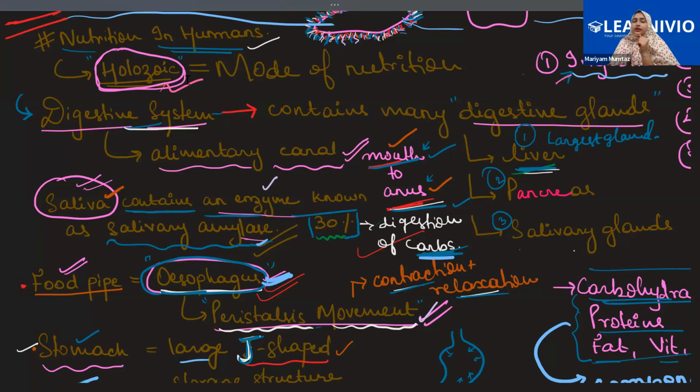Now talking about the holozoic mode of nutrition, in order to get energy, we have a proper digestive system. And our digestive system is made up of majorly two things. The first one is the alimentary canal, and the second one is the digestive glands. Now, alimentary canal is the whole entire pathway that starts from the mouth and ends at the anus.